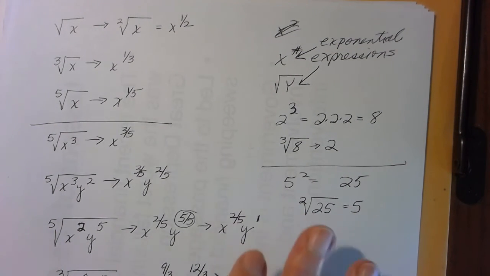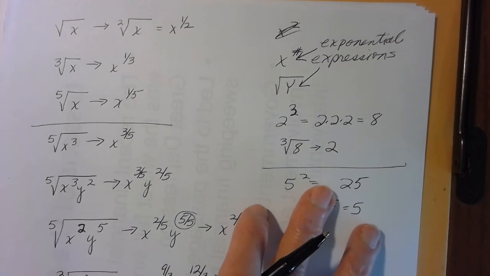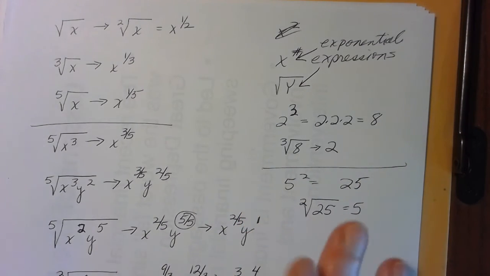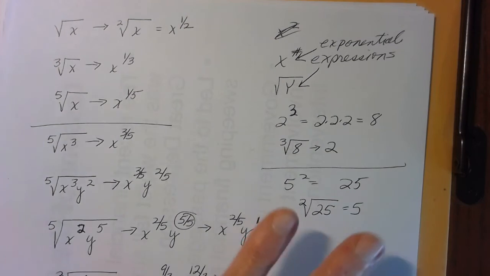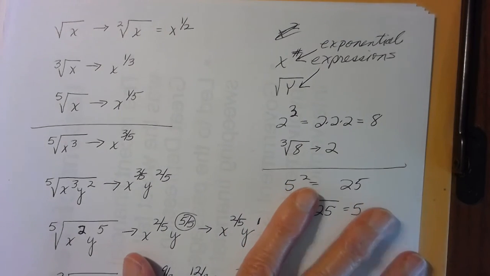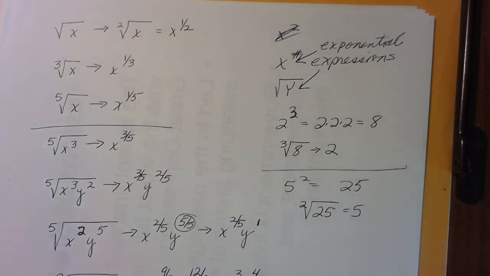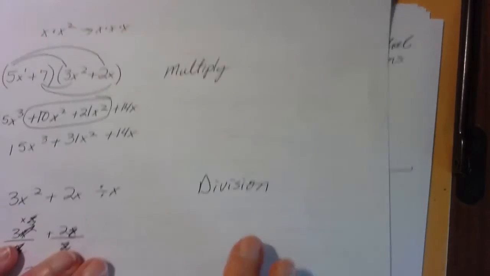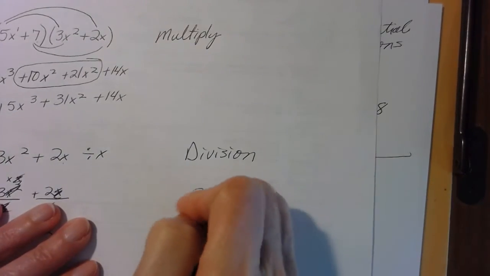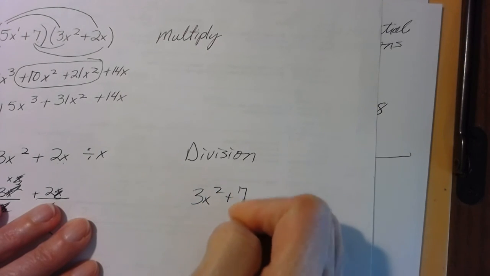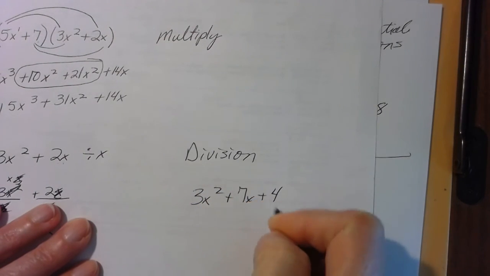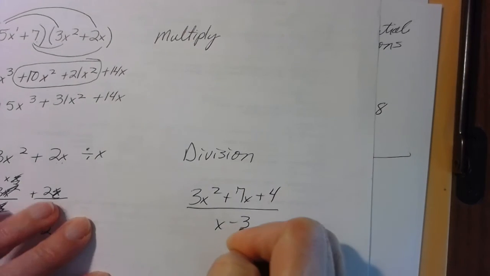I'll be honest with you, this is an upper level algebra skill. So again, I don't feel like this is really necessary for you to know, to be sure that you know how to do this, because if you miss this one, it's not a big deal. Just like if you miss a division problem, one of these divisions that is 3x squared plus 7x plus 4, and you're dividing by x minus 3.